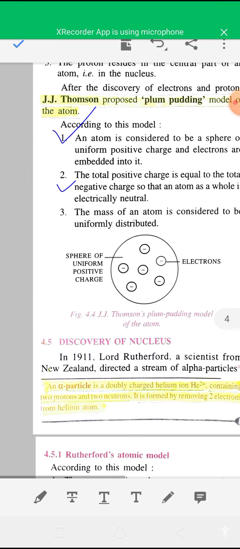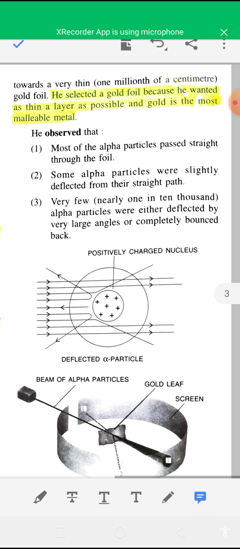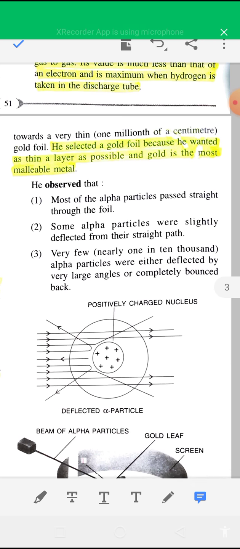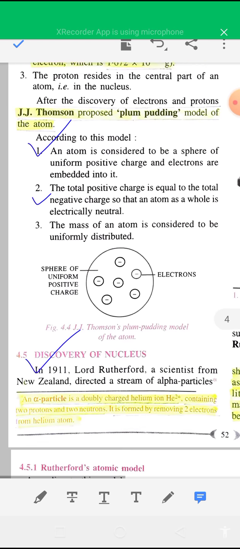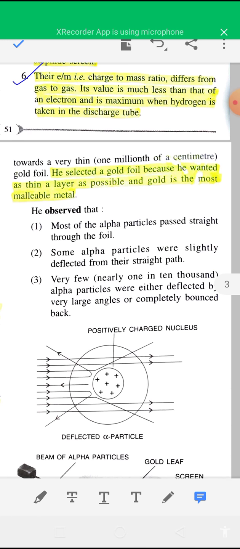Now see the discovery of the nucleus. Rutherford discovered the nucleus using his alpha particle scattering experiment on gold foil. Rutherford selected a gold foil because he wanted as thin a layer as possible, and gold is the most malleable metal, so you can make a very thin layer of gold.